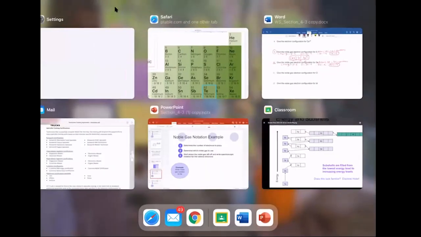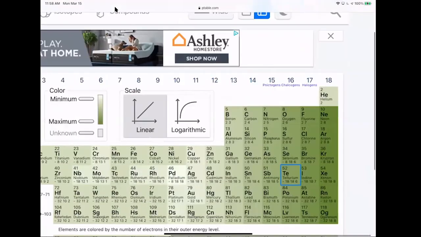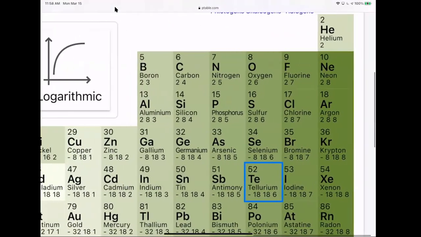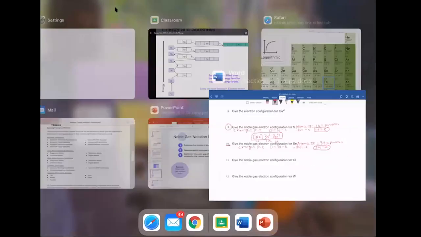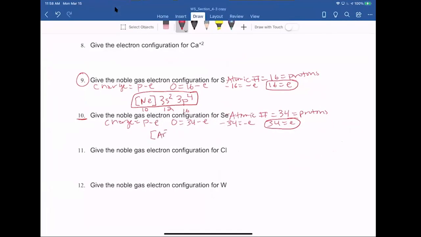All right, so we have 34 electrons. Which noble gas is closest to 34 but doesn't surpass 34? Which noble gas would you choose? Ar, yep. Not krypton, because even though krypton is super close to it, krypton surpasses it. So Ar has 18. Then we have to pick up where that left off.